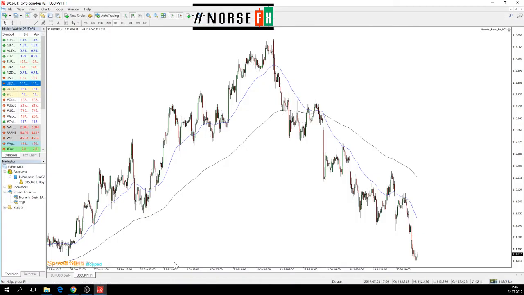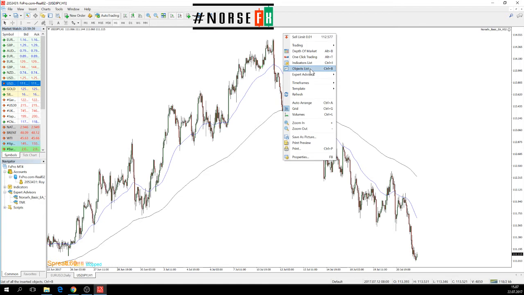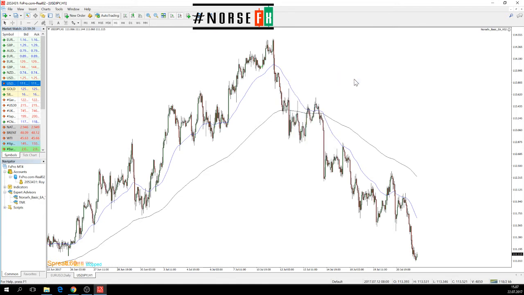I'll show you how to set up this EA. So here we are at the dollar-yen chart. You can see NorseFX Basic EA volume 0.2 is having a smiley face. Auto trading is set to on, so the EA is active on this chart. But let's remove the expert advisor from this chart, and we will set it up from the beginning.